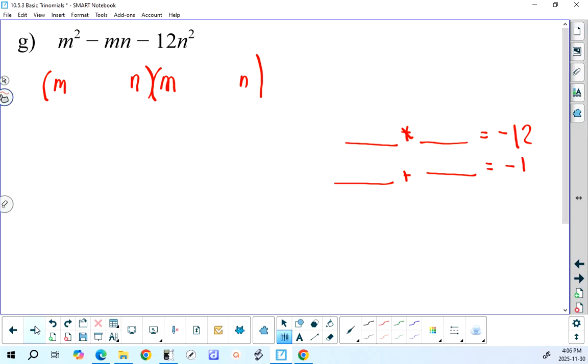Again, pause the video on your own and find the numbers and then resume the video. Negative 4 and 3 work. So this factors into m minus 4n and m plus 3n. And that's it. That's the lesson.